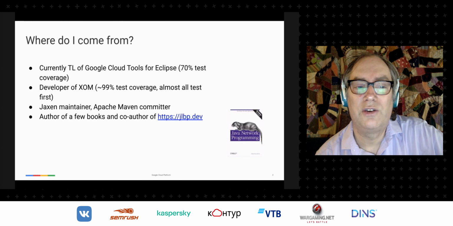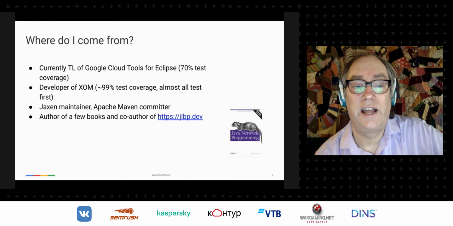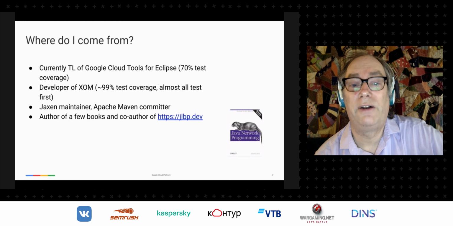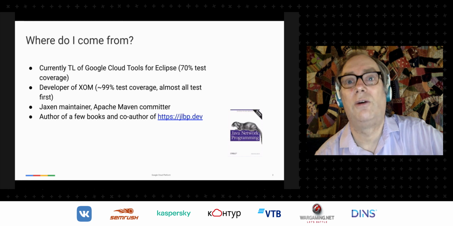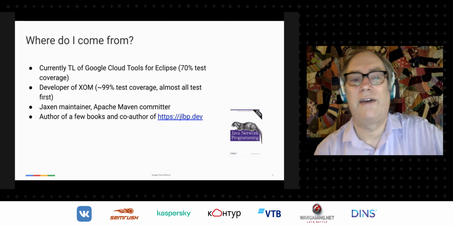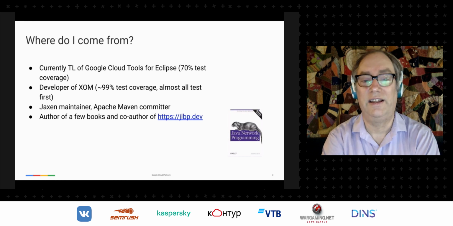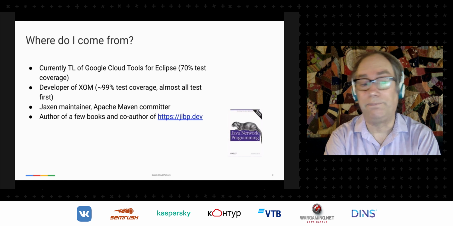Prior to working at Google, I developed an open source library called XOM for processing XML with Java. That was a greenfield project, and it came up with about 99% test coverage and was almost entirely written test first. At this point, the only things that aren't tested in XOM are a very few branches of things that really aren't reachable code but have to be in there because they're exceptions that must be caught or things like that. I'm also the current maintainer of the Jackson XPath library.